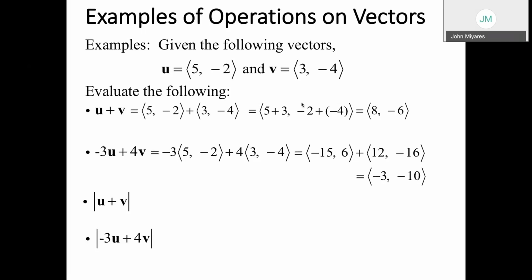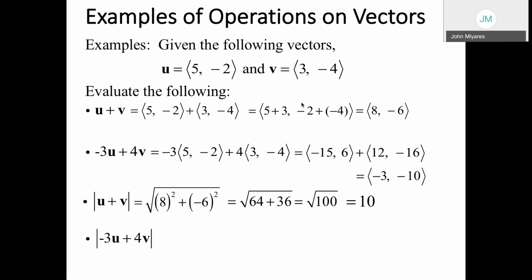Now let's find the length or the magnitude of each of these new vectors. For the vector u plus v, we'll take the square root of the sum of the squares of these components. So under the radical, we'll have 8 squared plus -6 squared, which expands out to 64 plus 36 under the radical sign, which will become the square root of 100, or 10. So the length of vector u plus v is 10.